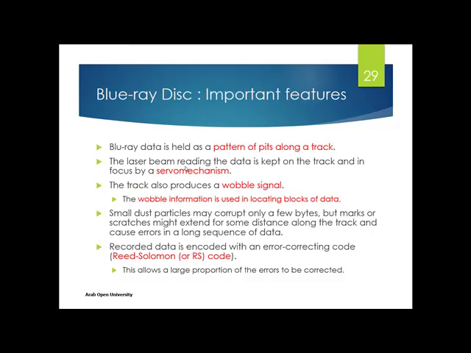First, the data is held as a pattern of bits along a physically spiral track. There is a servo mechanism. The track produces a wobble signal because the groove has this wobble. This wobble information is used to locate blocks of data of 64K, and it is important there is an embedded or integrated error correcting code which is Reed-Solomon in the Blu-ray disc readers. This allows us to detect and correct the errors, and we're going to see this in the third part of block 1, which is about error correction code.